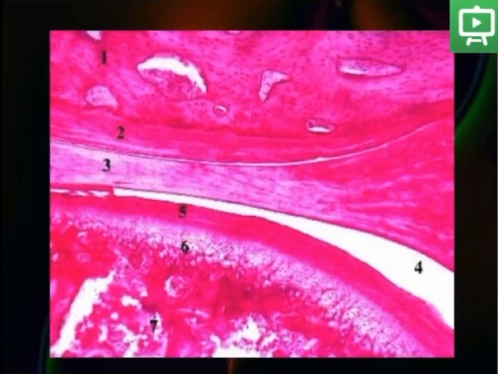Next, in this histological section, part 1 is the articular eminence with spaces of cancellous and spongy bone. 2 is the fibrous covering or the fibrous layer. 3 is the intra-articular disc. 4, the lower joint cavity. 5 is the fibrous layer of the mandible. 6 is the cartilaginous layer, the zone of secondary cartilage formation in the child. 7 is the cancellous bone or woven bone areas.